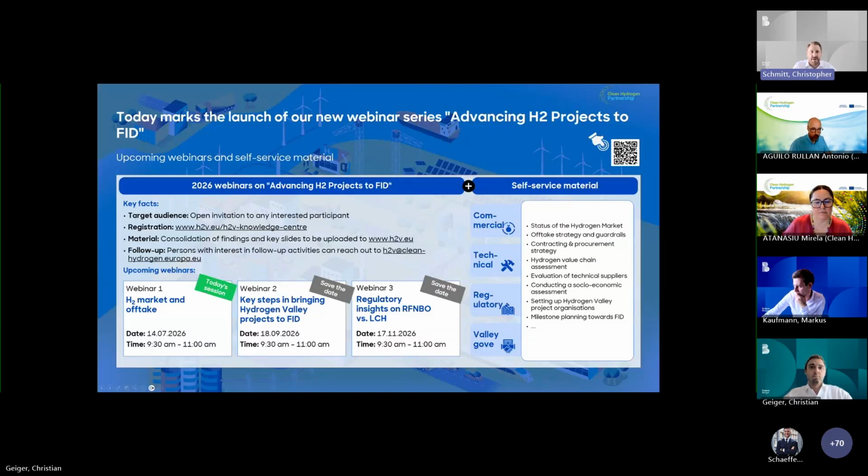So there's an overarching program, a curriculum if you want, that is all centered around the motive of advancing hydrogen projects and hydrogen valleys to final investment decision. The first one, again, today is about offtake. The second and third ones for the remainder of the year have already been scheduled, looking into the steps to bring valleys to FID, and looking specifically, for the third one, into regulatory topics around RFNBO and low carbon hydrogen.